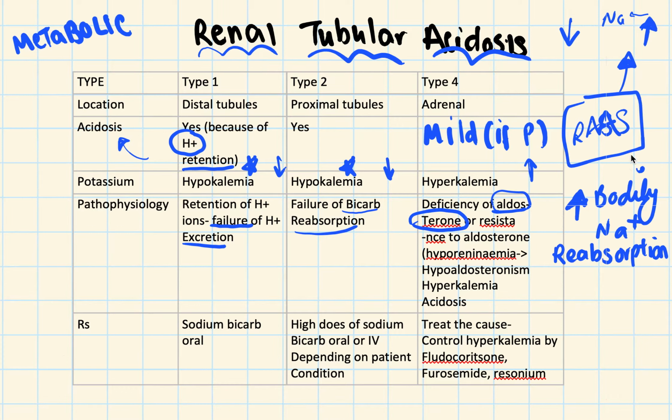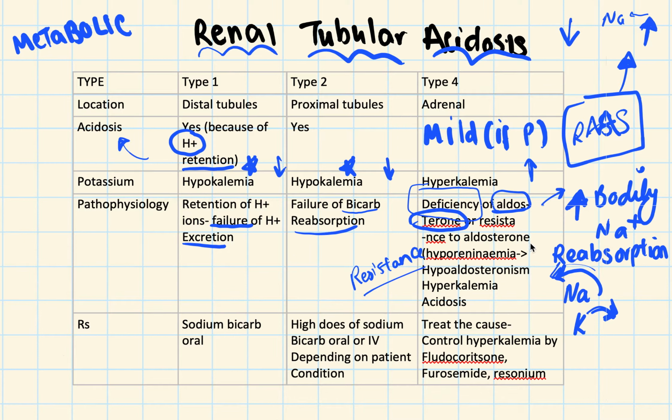That's one thing that aldosterone is responsible for. But while simultaneously reabsorbing sodium, aldosterone is excreting out potassium. So the normal functioning of aldosterone is to reabsorb sodium and in exchange excrete potassium. In that instance, if there is a problem, there's going to be either a deficiency of aldosterone or resistance.